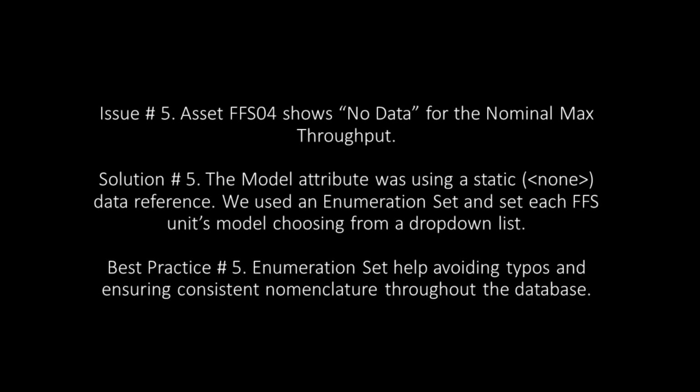The 5th issue we ran into was that FFS04 had no data for the nominal max throughput attribute, and it was the only asset that had this problem. When we went and had a look at it, the nominal max throughput was relying on the model attribute to use as an input for a table lookup, and the model attribute was set using a static or none data reference. What this meant is that it allowed someone to type in MF Techno with a typo, so they'd added an H when none was needed, and because it was misspelt, it couldn't resolve against the table.